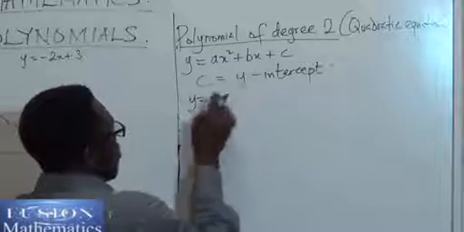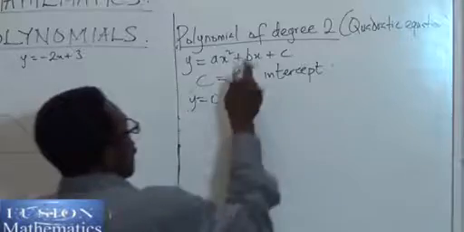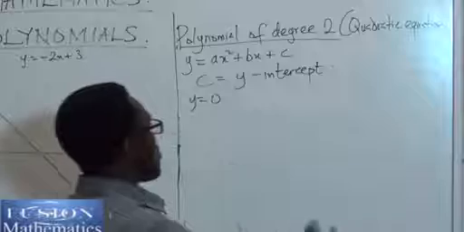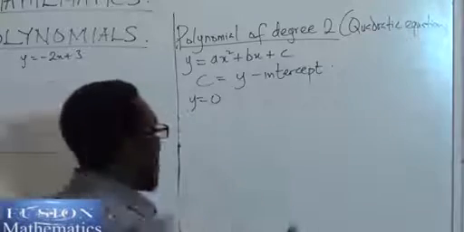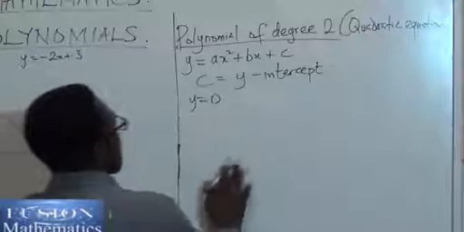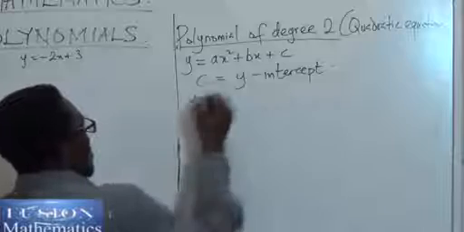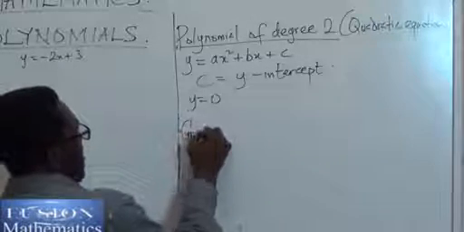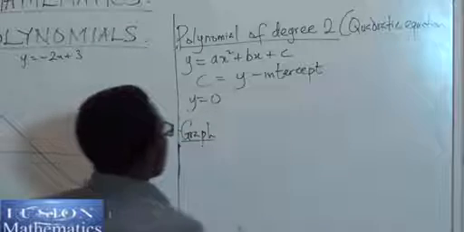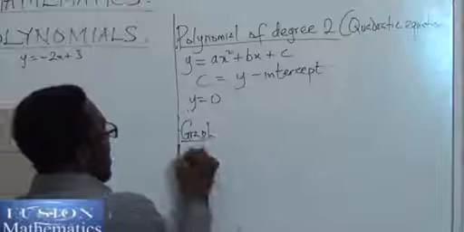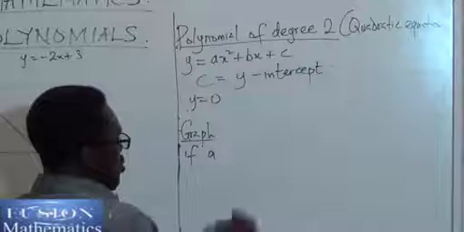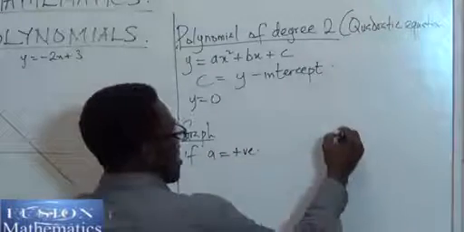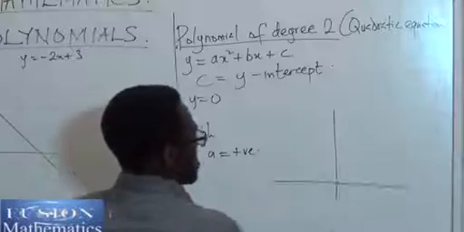By the time you make y equal to 0, we will now find the value of x using our factorization method or complete the square, as the case may be. But we have two cases for the graph. We say if a, that is the coefficient of x squared, is positive, the graph will look like this.